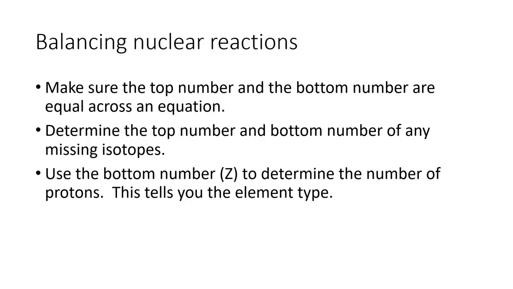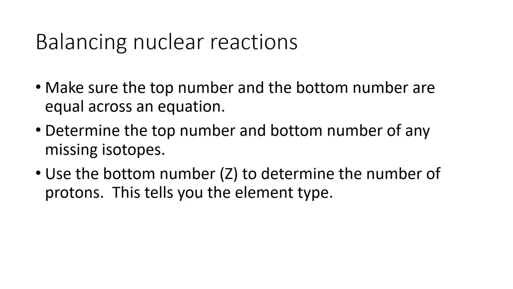Now let's take a look at balancing nuclear reactions. So in nuclear reactions, we need to be concerned about the number of protons and the number of neutrons in our reaction. We want to make sure that the top number and bottom number are going to be equal across an equation. And that'll make more sense as we go through these.